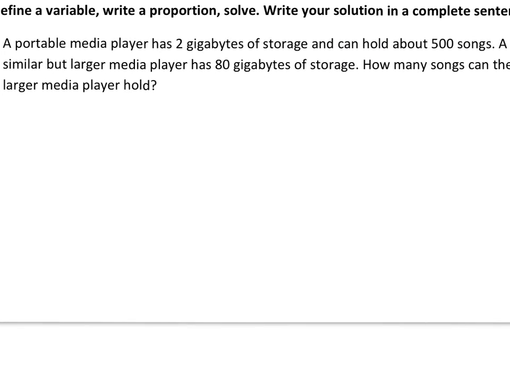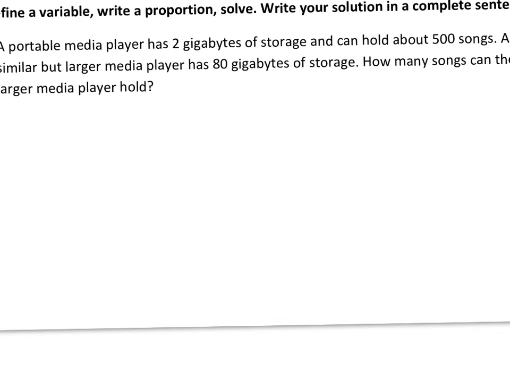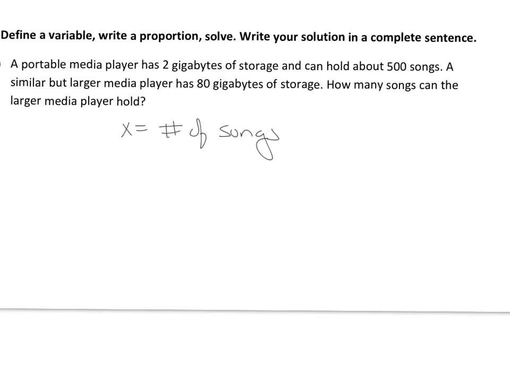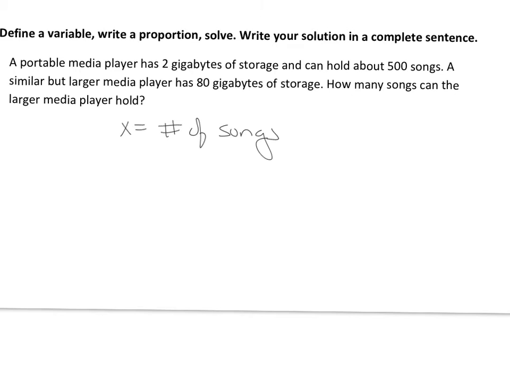Bring it in just a little bit here. So I'm going to put X, that way you don't think I'm writing a 5 or an S. So X equals number of songs, okay? And then when you're writing a proportion, you want to find a direct relationship, something that's related. So if I look here, it says 2 gigabytes of storage can hold about 500 songs, okay?